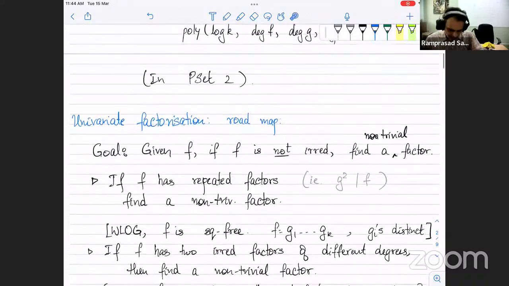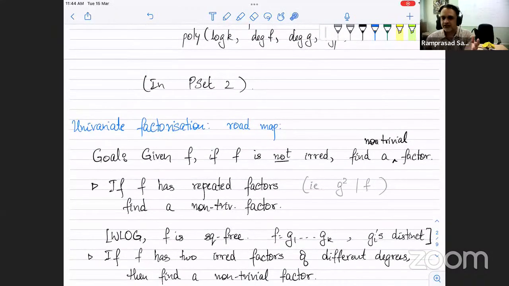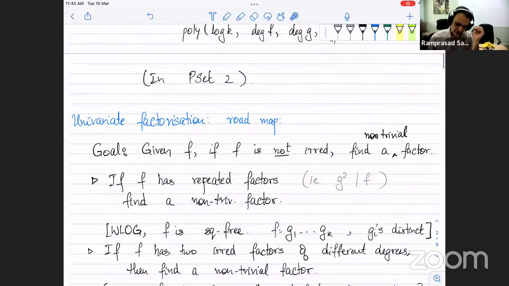So the next task is, suppose it turns out that among the factorization that f has, there are factors of slightly different degrees. Like, there's one which is of degree 7, the other of degree 10 or something. There are two factors of different degrees. In that case, can you find a non-trivial factor? We'll figure out how to do this.